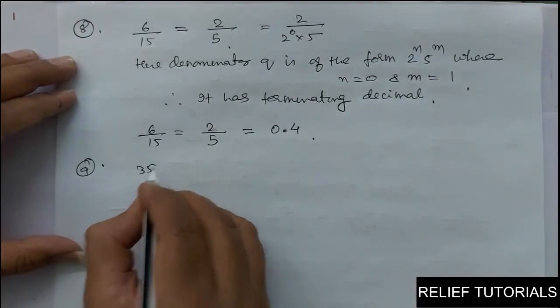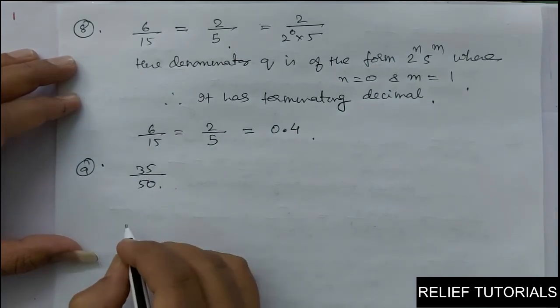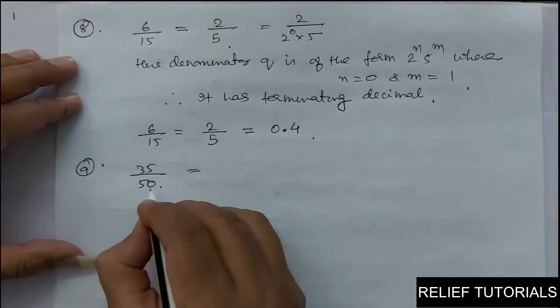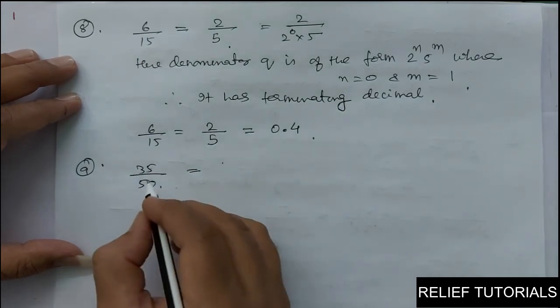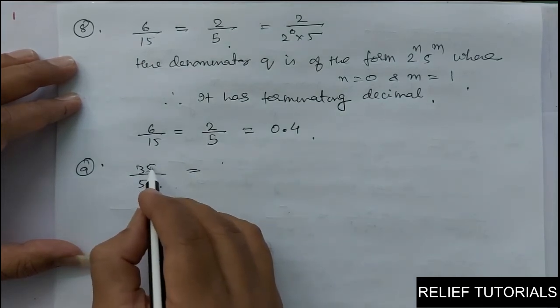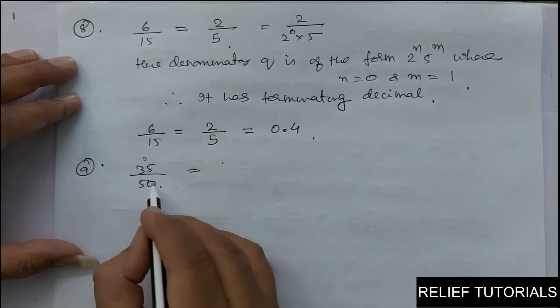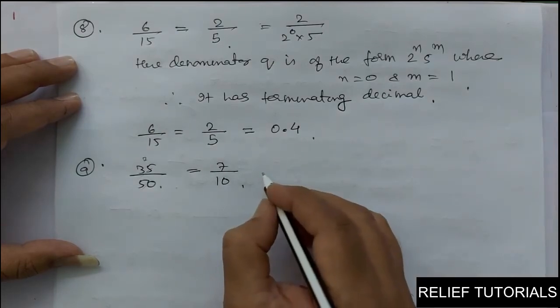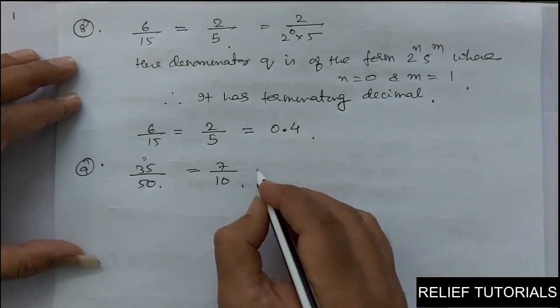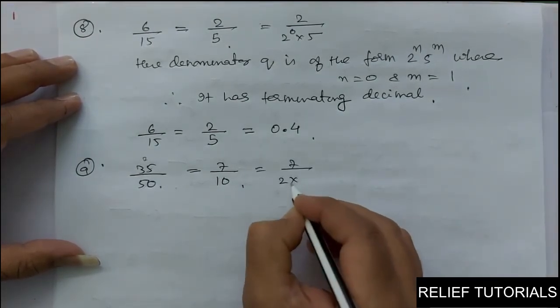Now the 9th. 35 upon 50. See, 35 upon 50. You can cancel this with 5, no? If you cancel 5, 5 times 7 is 35, and 5 times 10 is 50. So that is equal to 7 upon 10. Clear? 7 upon 10, which means 2 into 5.